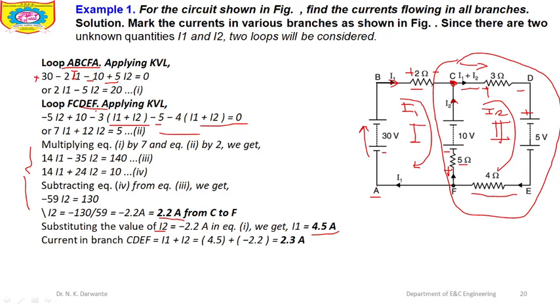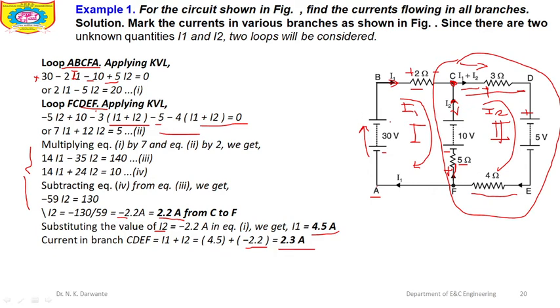For example, the BC current will be equal to I1, the CF current will be I2, and if we have to calculate the current in CD or in EF, then that will be equal to I1 plus I2. Here we are adding, but the direction is opposite. You can see that we have got the negative sign, which means the assumed direction of I2 is wrong. We assumed the current is going upward, but actually it is going downward. Therefore I1 plus I2 is equal to 4.5 minus 2.2, that is equal to 2.3.